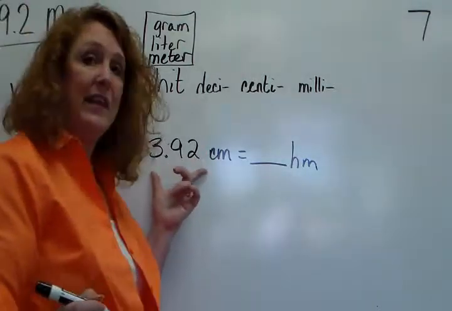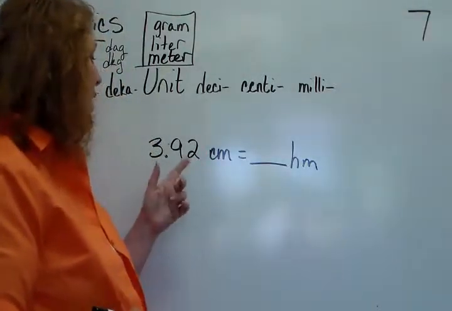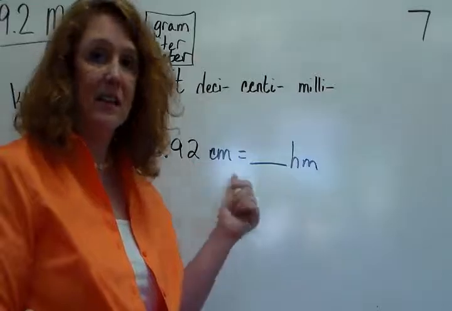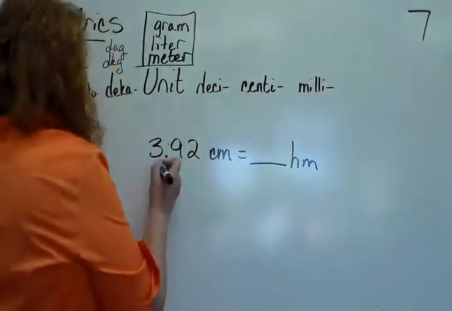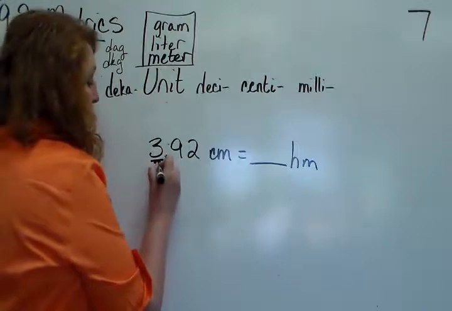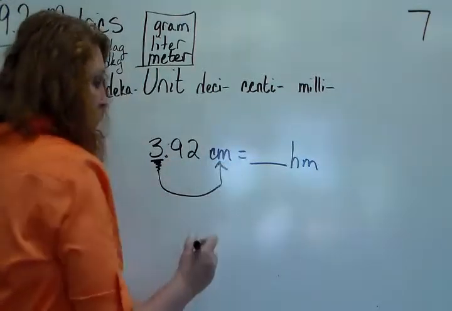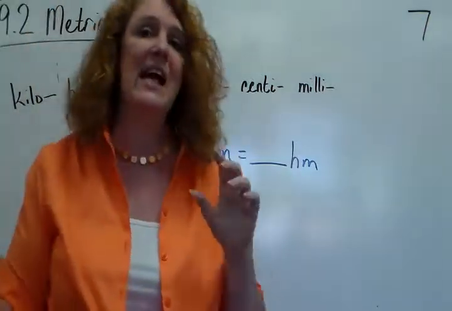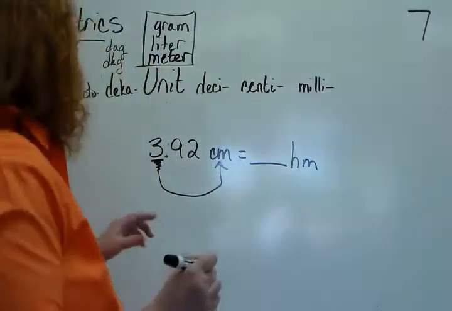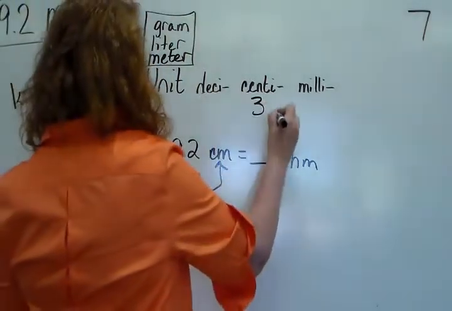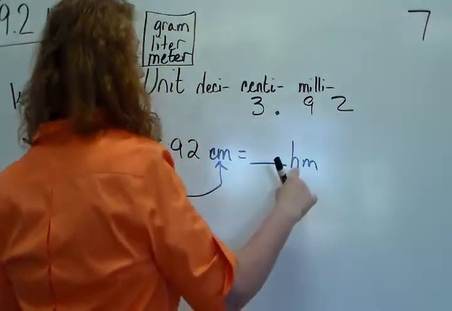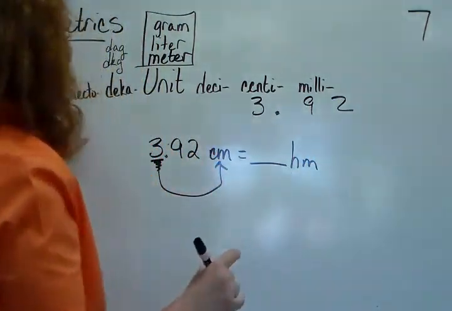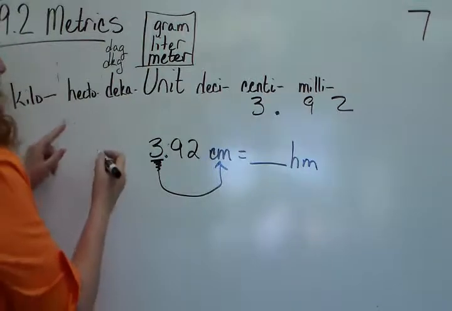Where do I start this? I've got 3 and a little bit centimeters. I want to put that 3 centimeters in the spot where my ones place is in here. My ones place has to go in that column. So this is 3.92. And I want to know how many hectometers it is. Hectometers? I don't know how to say that.